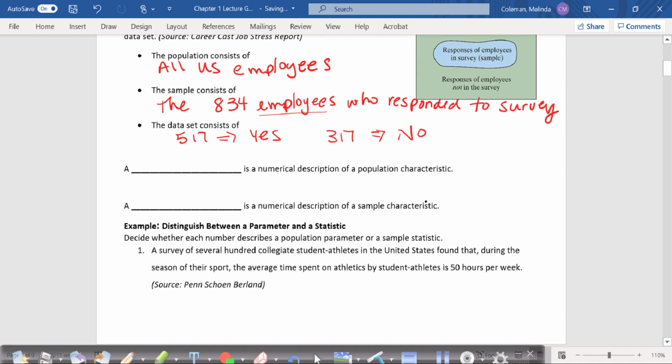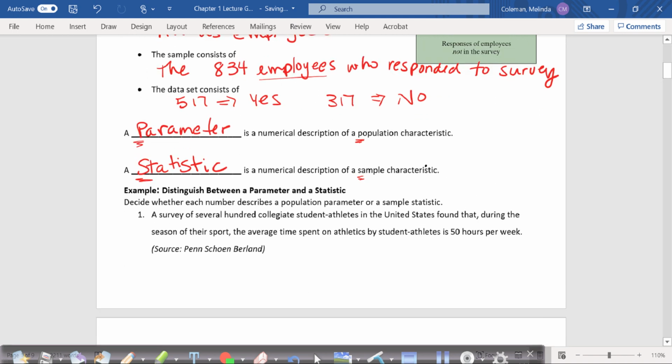So, some more definitions. A parameter is a numerical description of a population. So P for parameter and P for population. It's a numeric description, some sort of description that characterizes a population, and that is called a parameter. Whereas a statistic is a numerical description of a sample. So S for sample and S for statistic. This whole section has a lot of definitions, and that's basically what we're doing now, describing the definitions.